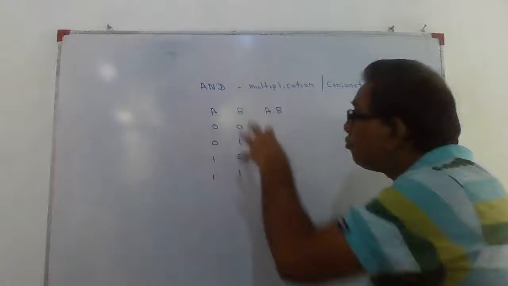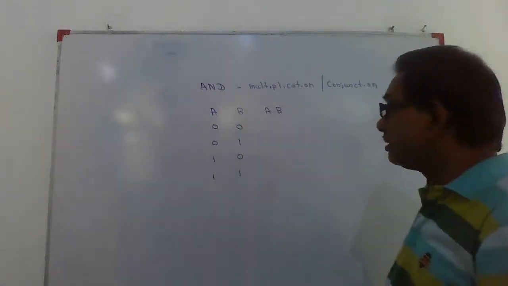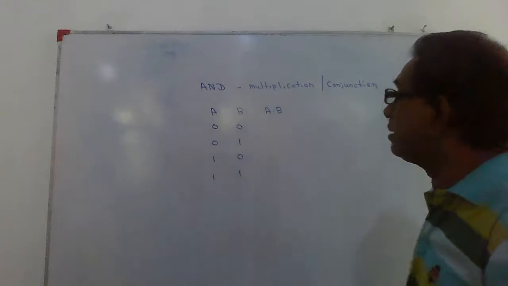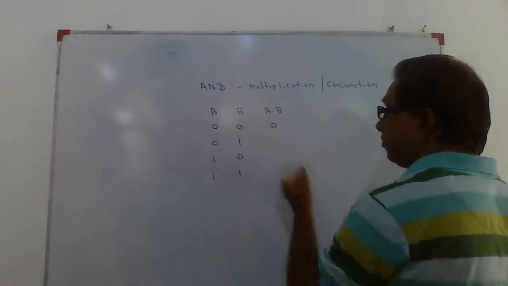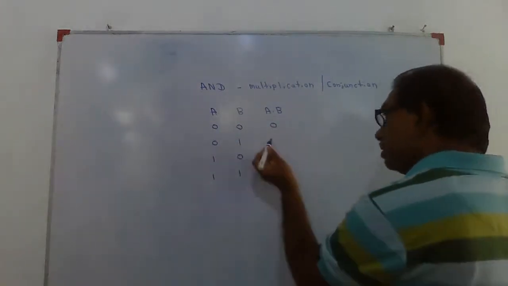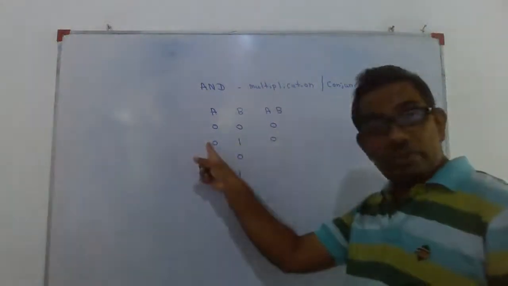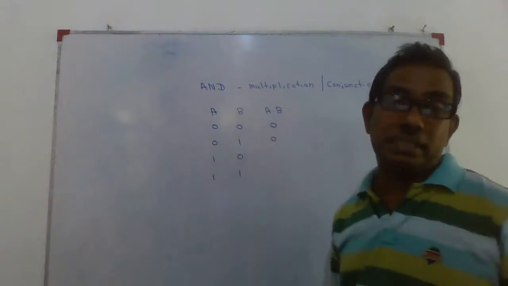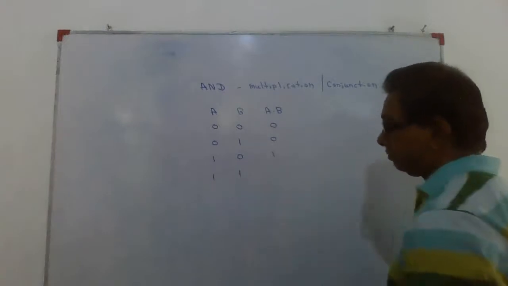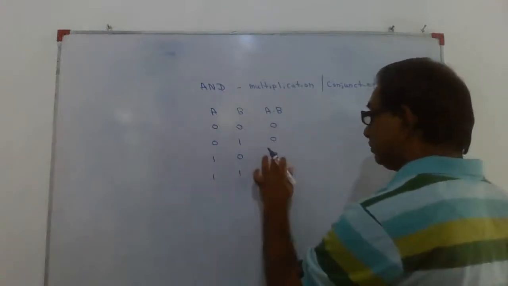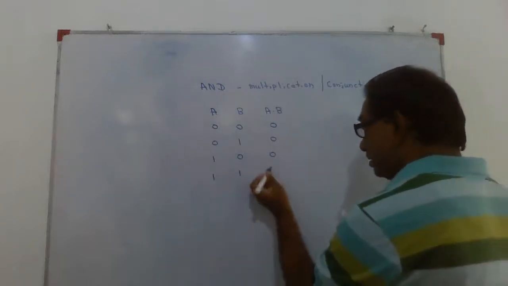So now we have two variables and we have assigned values. Then do the multiplication. 0 into 0, here 0 into 0, 0. 0 into 1, it is always 0. Why? If you do any multiplication with 0, the result will become 0. Then 1 into 0 is always 0. Then 1 into 1 is 1.